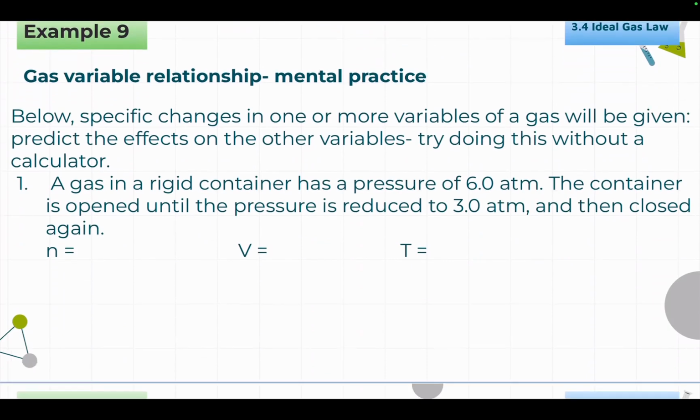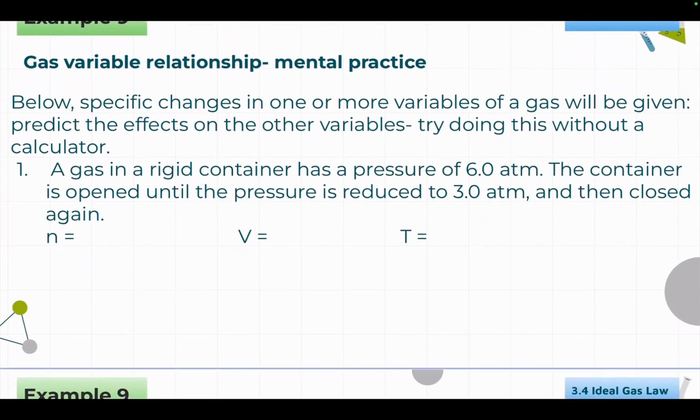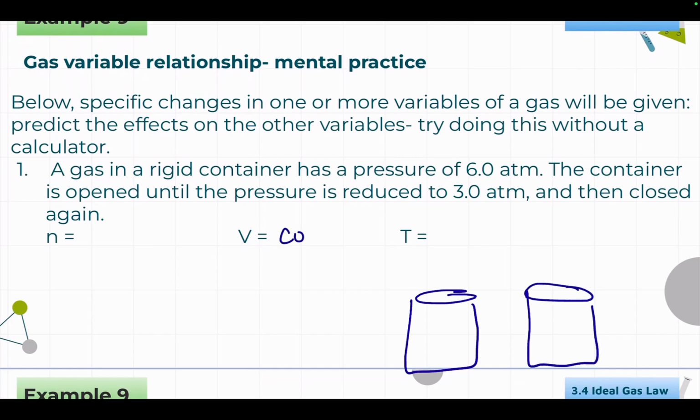Example 9 is asking me to read this, pause the video, and think about it. There are changes being made to one or more variables of a gas, and we have to predict the effect on the other variables without a calculator. The first scenario is a gas in a rigid container, so the container volume is not going to change. Our volume is constant. They also didn't mention the temperature changing, so we'll assume that's constant.